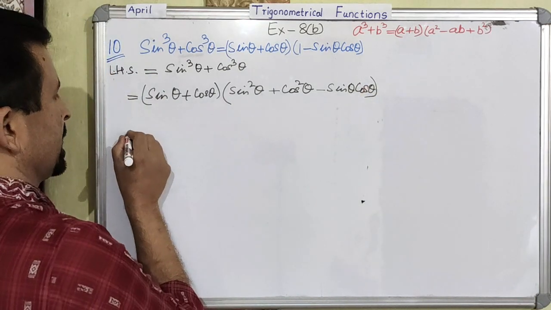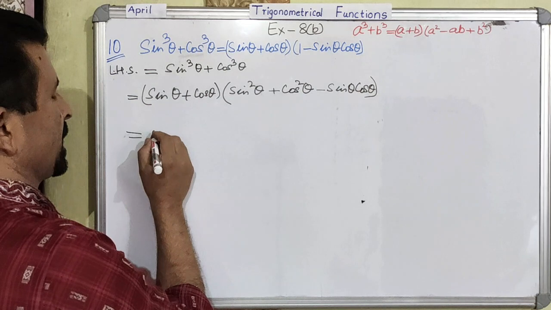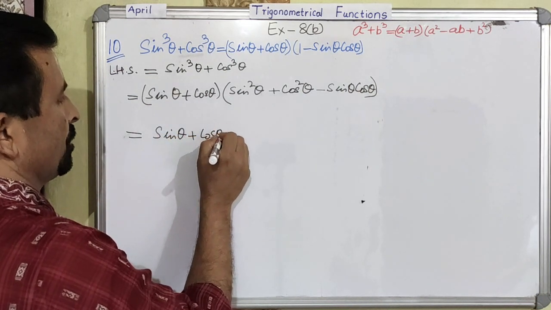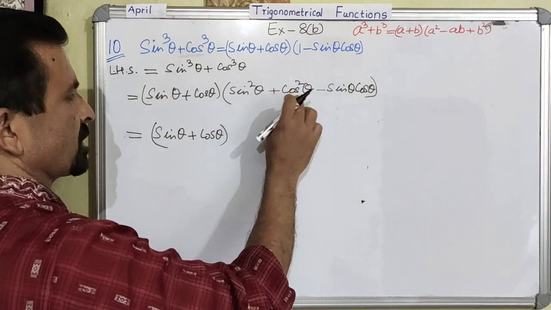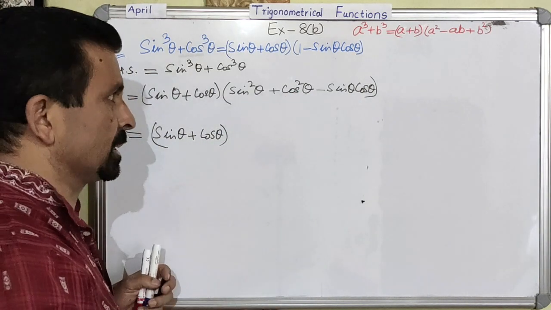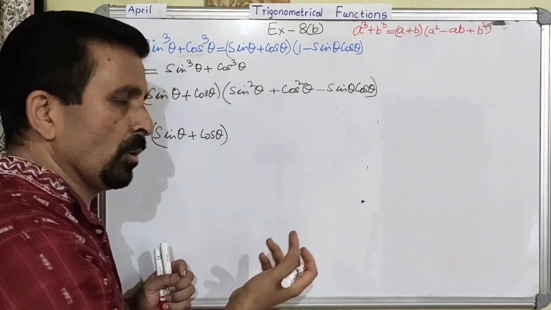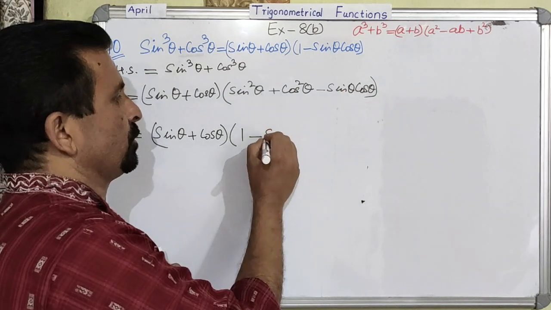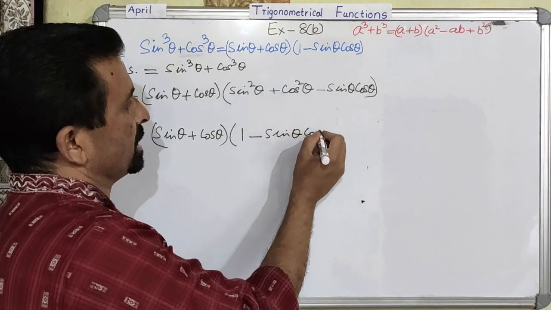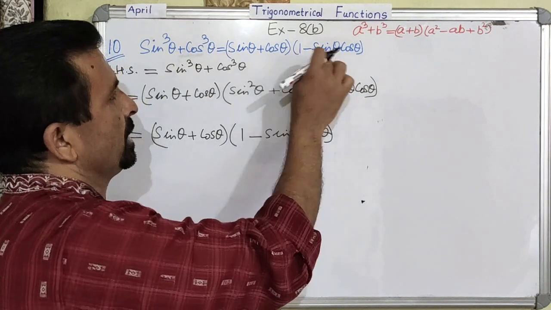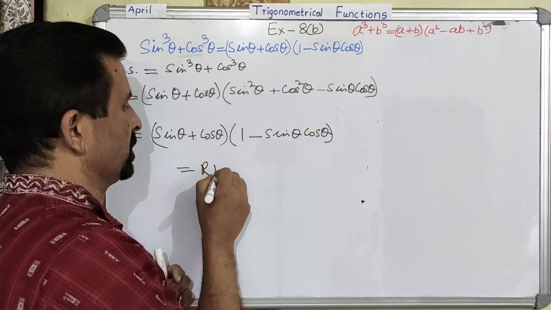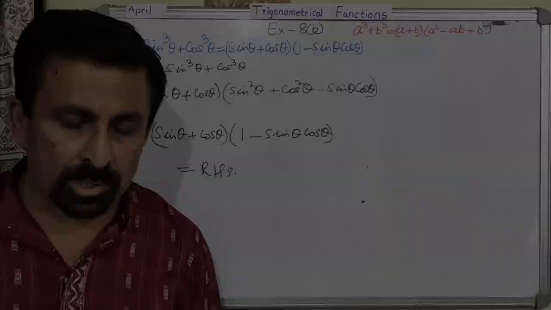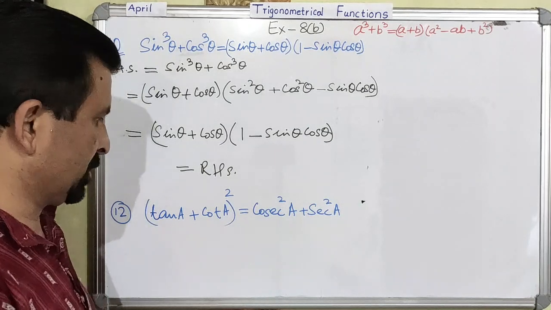Is it okay? Now see, you got the answer. The first bracket is as it is, sine theta plus cos theta. And in the other factor, sine square theta plus cos square theta, we have the trigonometric identity. We know the numerical value of this one, which is 1, and then the remaining as it is, minus sine theta into cos theta. So just in one step you got your result. Therefore, this question is done. Is it well understood?